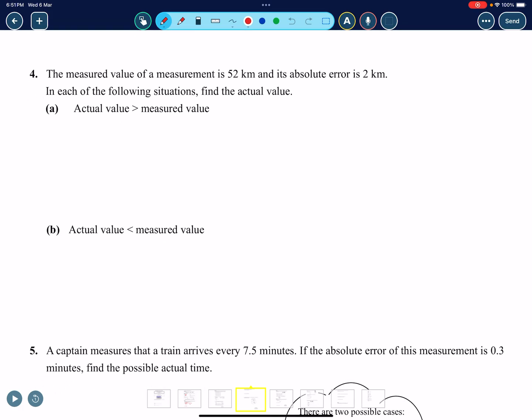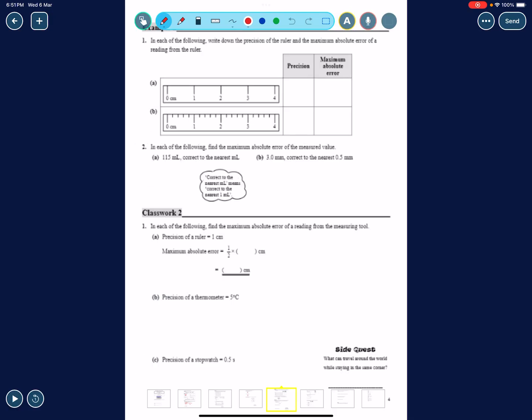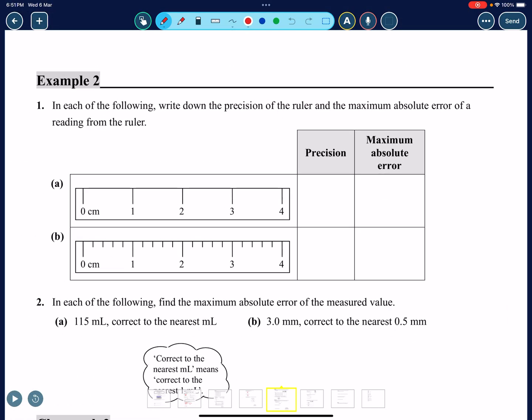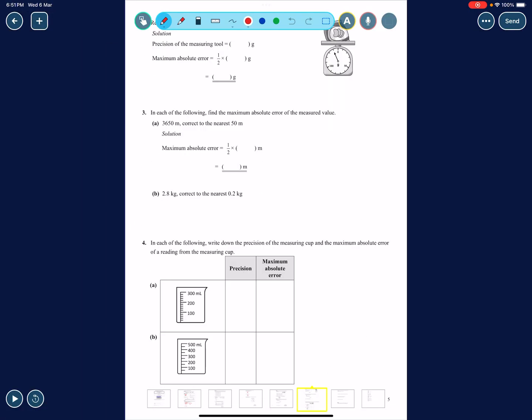How about this? This time they give you the absolute error and the measured value. If the actual value is higher than the measured value, it's going to be 52 plus 2, right? 54 km is the actual value. If it's below, then it's the measured value, 52 minus 2, so the actual value is 50 km. That's simple.